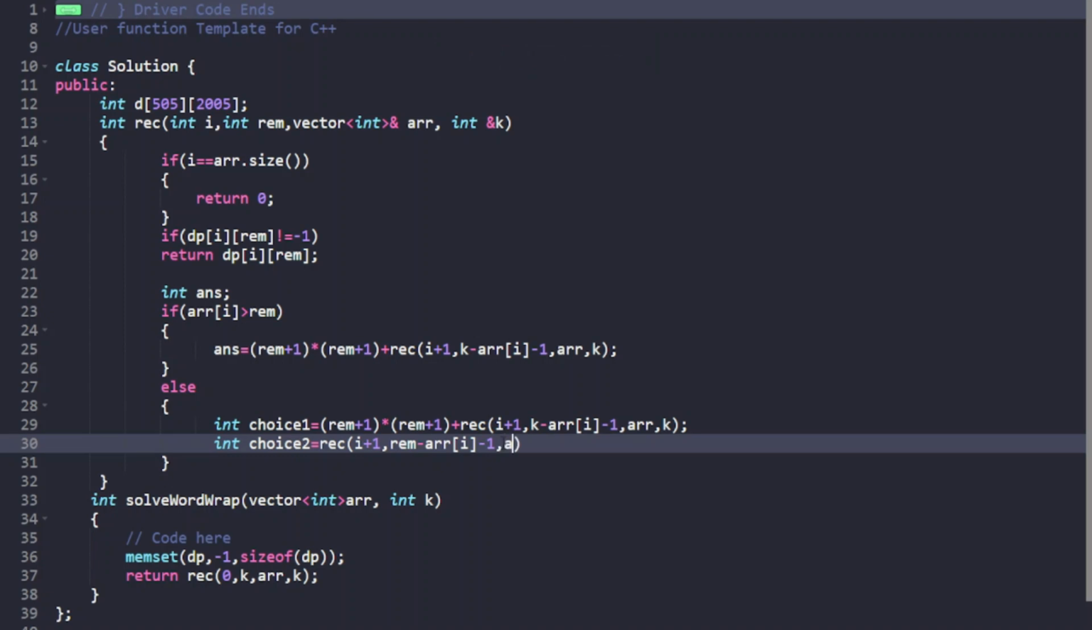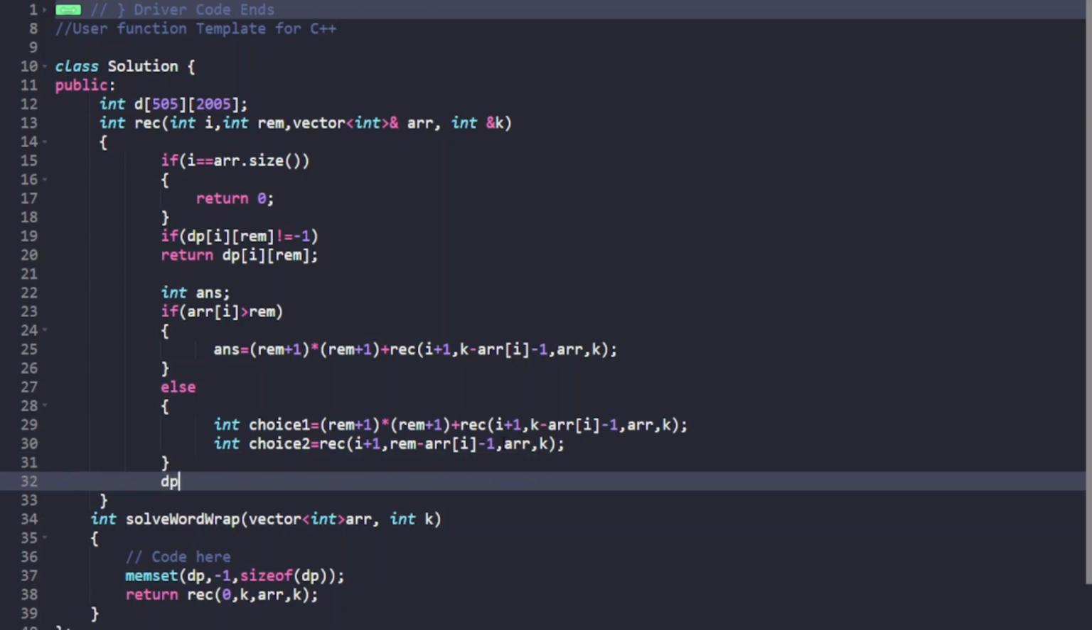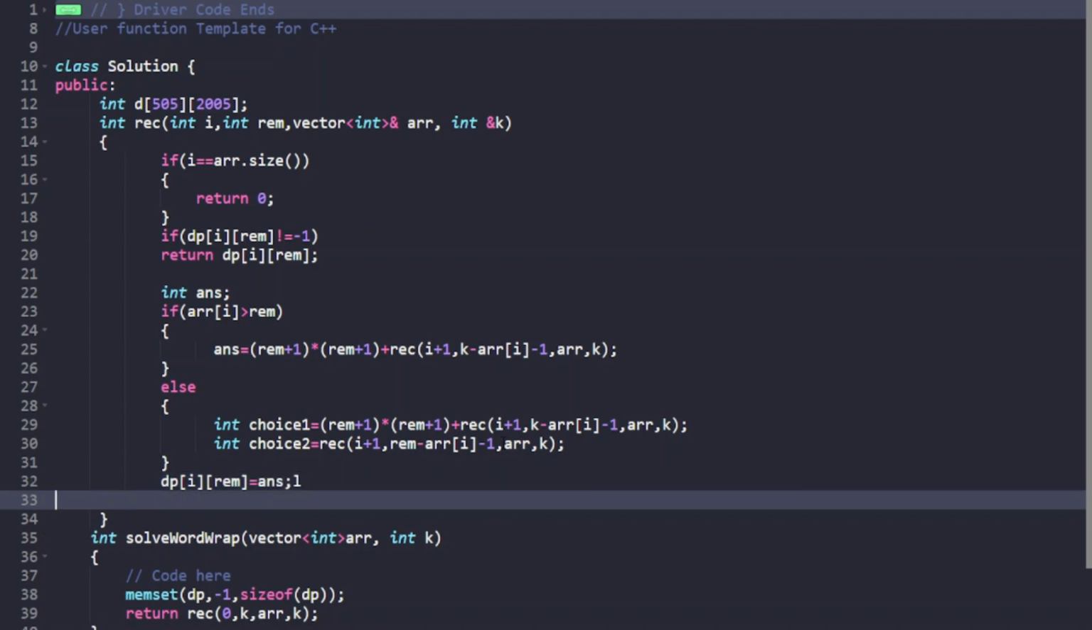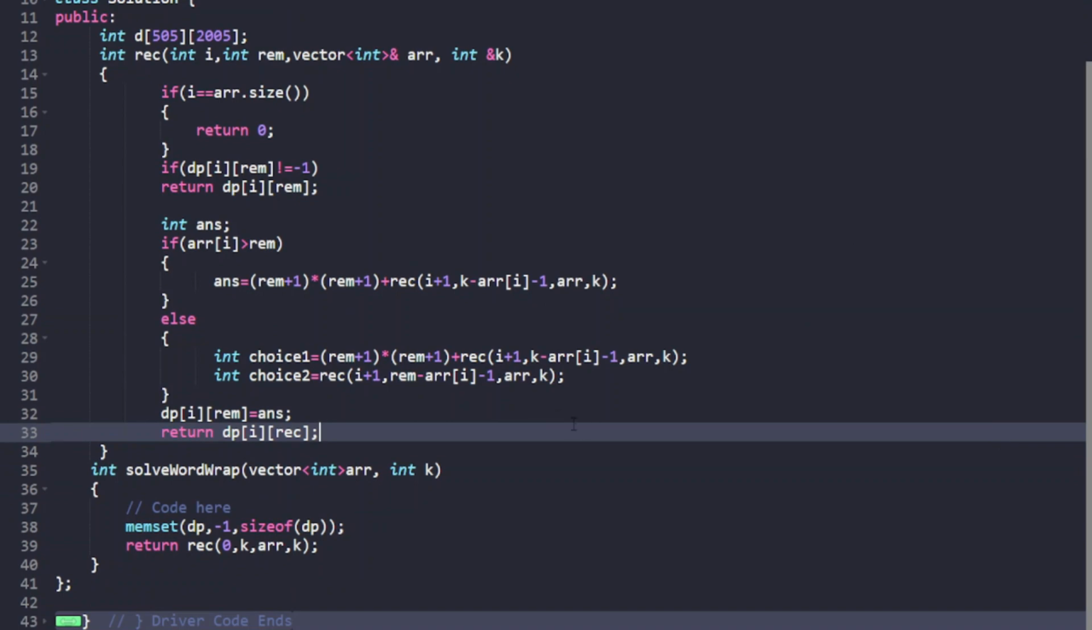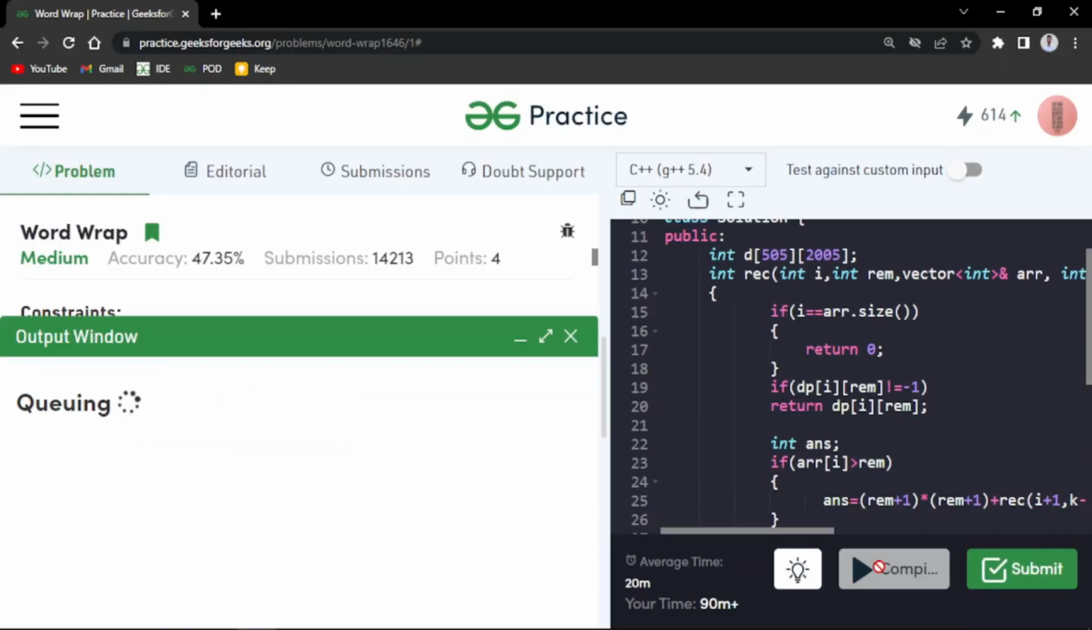That is what I'll be doing, and I'll be passing the array comma k, right? That is what I'll be doing. And after this part is done, I'll simply say that this particular state is calculated, so I'll say that dp of i remaining is equal to nothing but answer. And after this part is done, I'll simply return this particular dp state, dp of i and remaining. Let's try and quickly see if it's getting compiled or not.